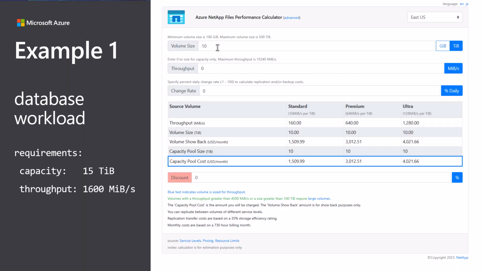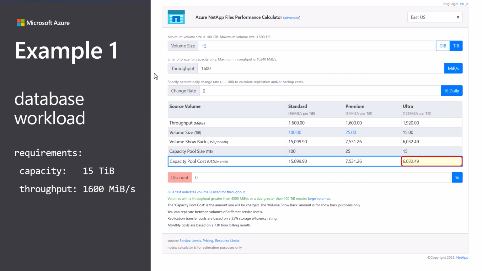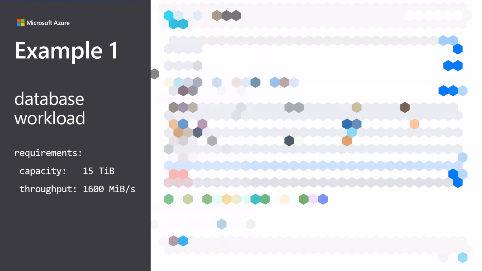Let's take a look at how you might use the Azure NetApp Files Performance Calculator to size a few sample workloads. First, let's consider a database workload that has a capacity requirement of 15 TB and a throughput requirement of 1600 MB per second. Notice that all 3 service levels are able to meet the requirements. However, the most cost-effective option is Ultra. For Standard and Premium, we would need to over-provision our capacity to meet the performance requirements.